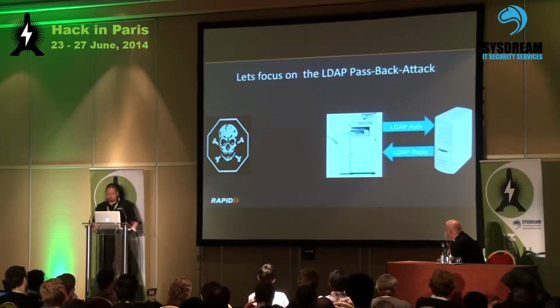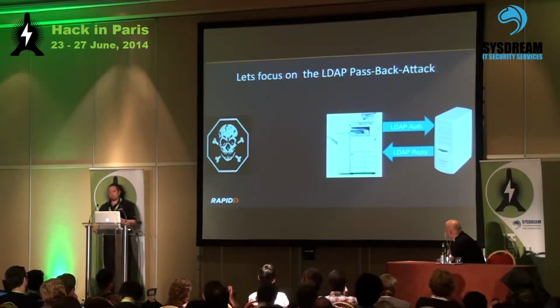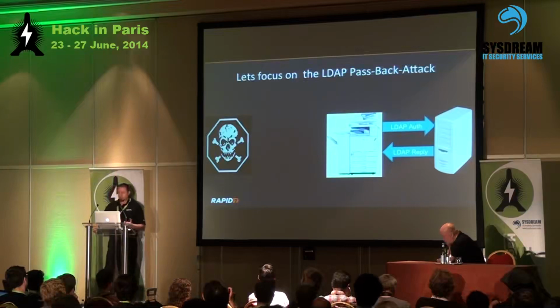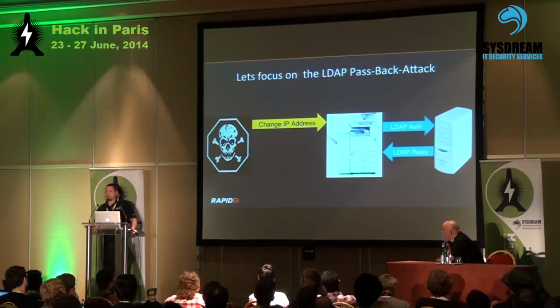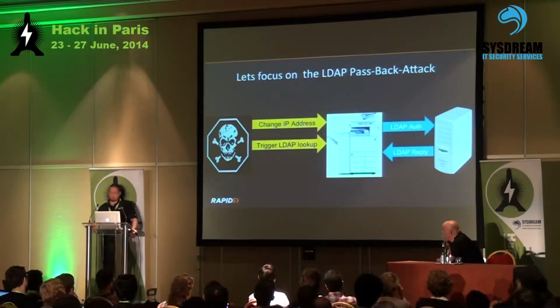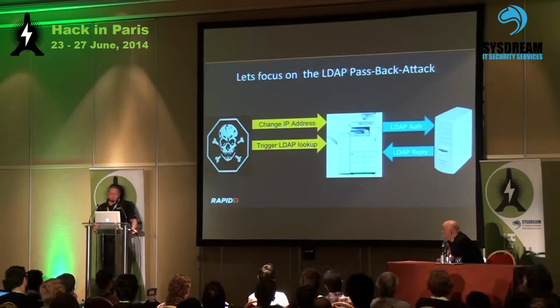So how can we take advantage of this? How can we intercept those credentials or get access to them? It's pretty simple. All we need to do is log into the management interface, find the LDAP server setting, and change it to our IP address. Then we say, hey printer, go search for this address, see if you can find an email address so I can send this document. The printer says, all right, let's do it, then sends me the credentials in clear text.